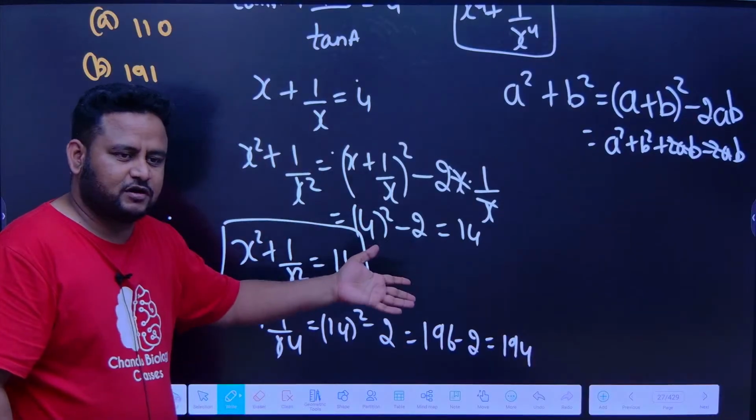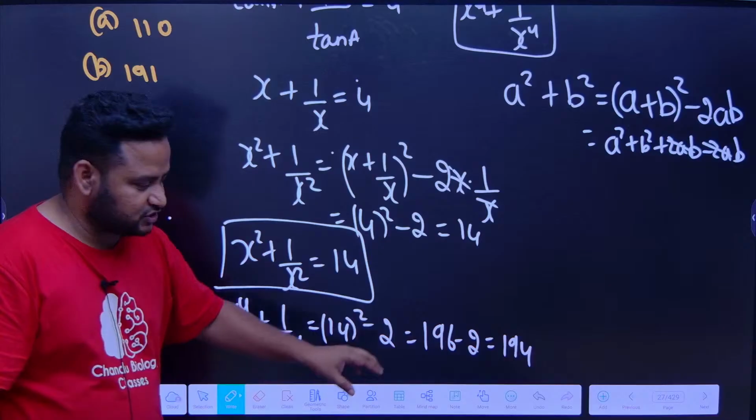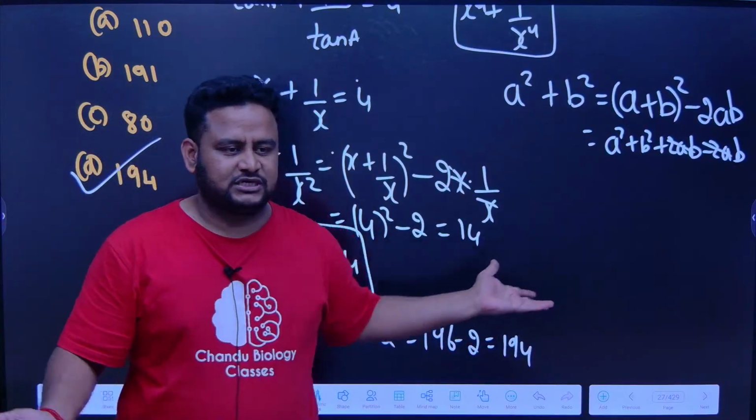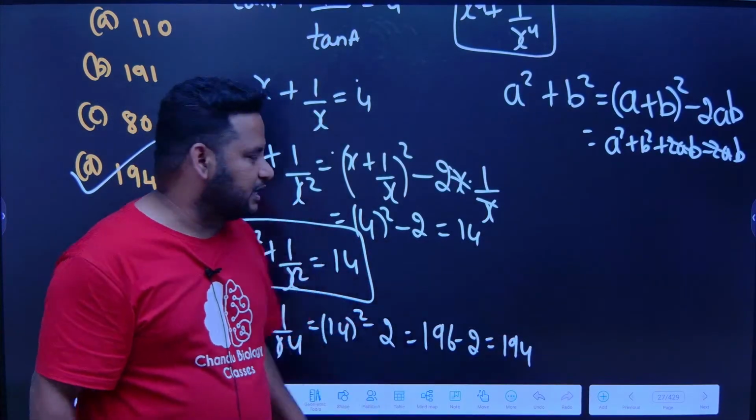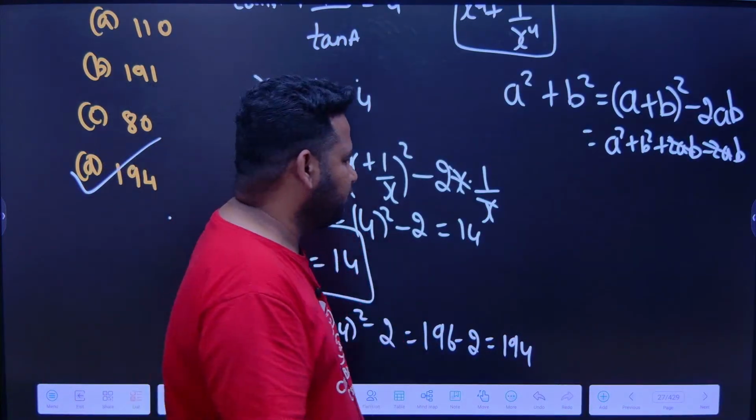Again further, x to the power of 8 squared means x to the power of 16 plus 1 by x to the power of 16 is the square of what I get, minus 2, that is it. Okay, clear? So, the answer to this question is 194.